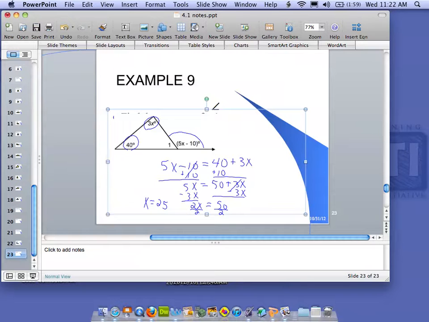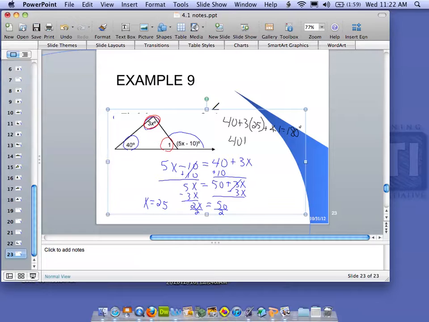Now, if x is equal to 25, I'm supposed to be finding what? They're asking me to find the measure of angle 1. I can do this a couple of different ways. I could put the 25 back into the x, where you see 3x. So let me take a different color. Over here, I'm going to say 40 plus 3 times that 25 plus angle 1 is equal to 180.